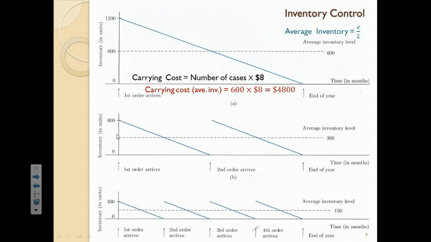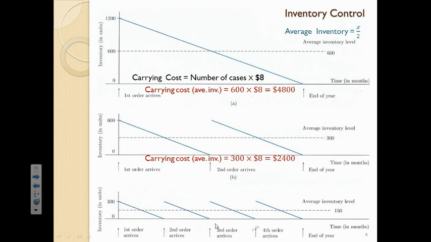And if we calculate our carrying cost based on average inventory, the average inventory is now 600 over 2, or 300. So the carrying cost based on average inventory from ordering twice a year would be 300 times 8, or $2,400. So the cost has decreased to half the original amount we had if we order one time per year.